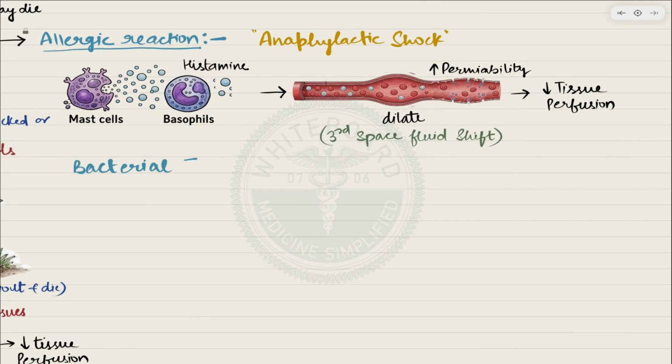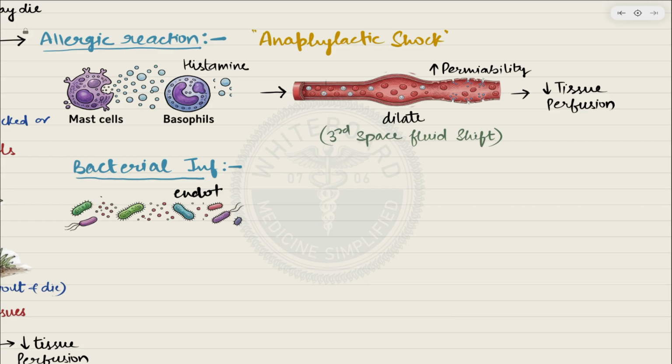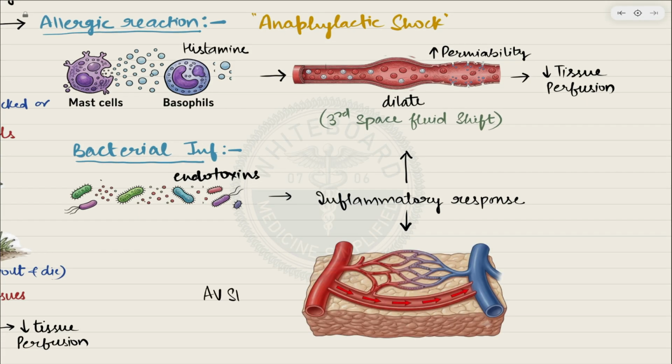a severe bacterial infection. However, in this case, certain bacteria release substances known as endotoxins, which trigger a widespread inflammatory response throughout the body. These endotoxins cause extensive vasodilation, making the blood vessels much wider than normal. In addition, they promote the opening of arteriovenous shunts, which are shortcut pathways that allow blood to bypass the capillaries where oxygen and nutrients are normally delivered to the tissues.